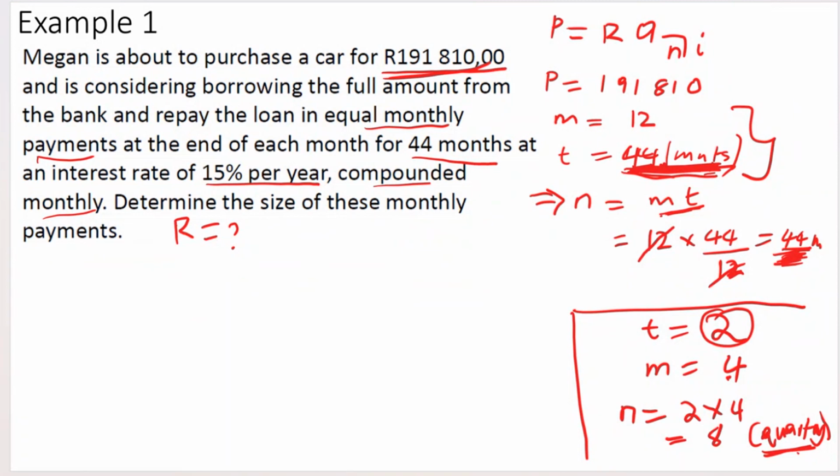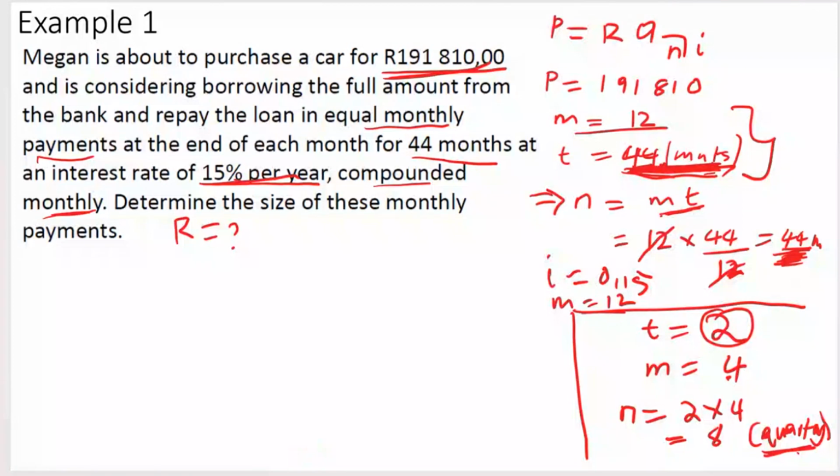Now what we need to do: what is our I? Our interest is compounding monthly. We've got our interest equal to 0.15, also compounding monthly, so we don't need to convert anything. The payments are done monthly and the interest is done monthly. So we just go and get our formula.